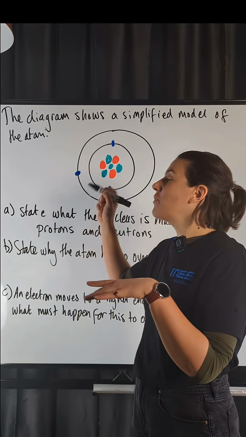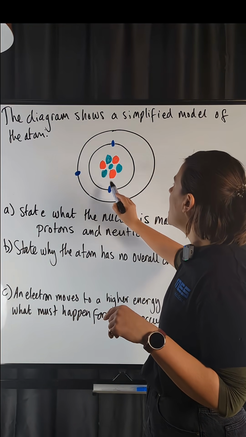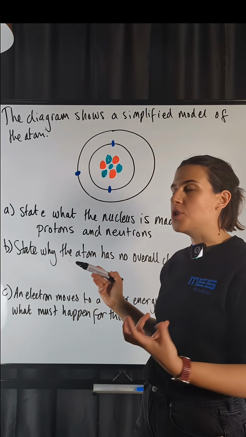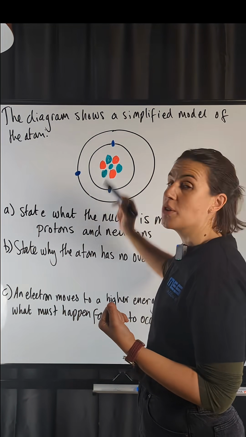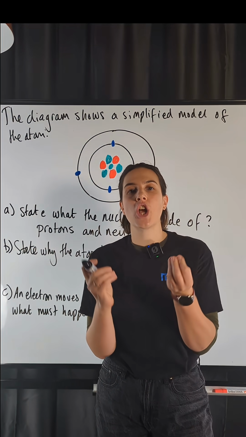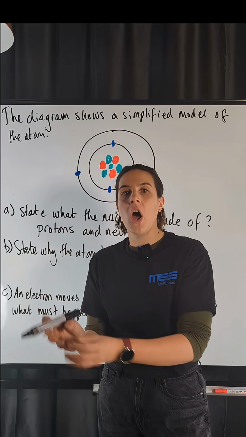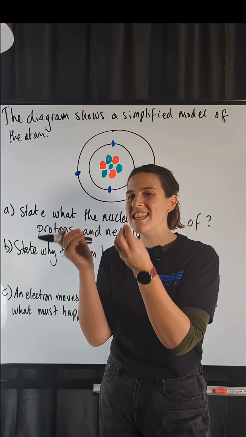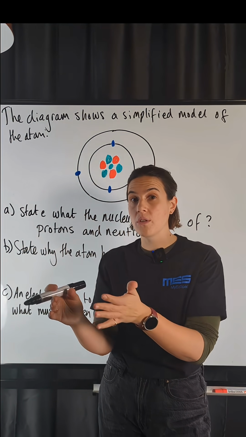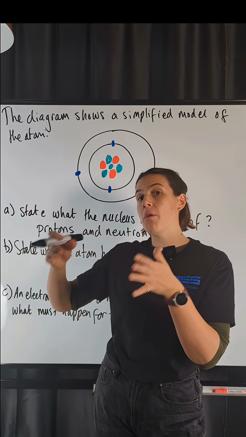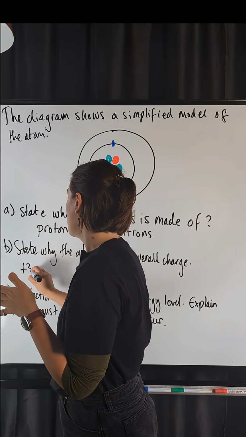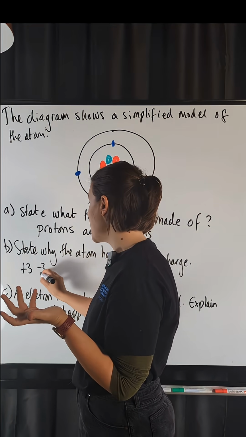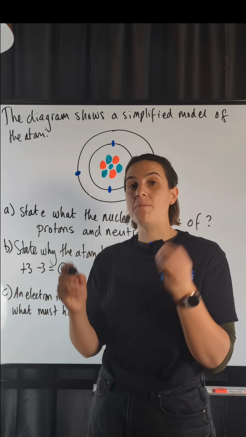Well, if we look at this atom I've got here, I've got 3 electrons on the outside of the nucleus. Inside the nucleus, I've got 3 protons. Now remember that a proton has a charge of +1. An electron has got exactly the same amount of charge, but it's negative, so it's -1. So if I've got 3 protons, that would be a charge of +3, and 3 electrons, that would be a charge of -3, the overall charge is going to be 0.